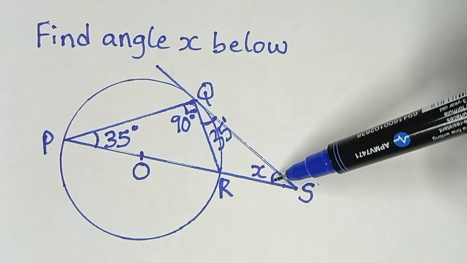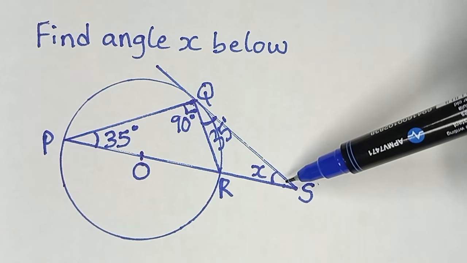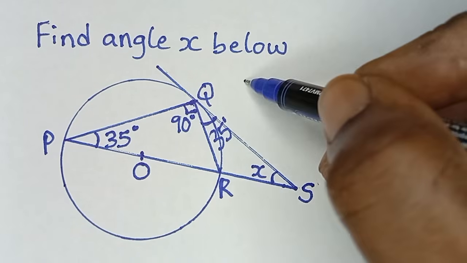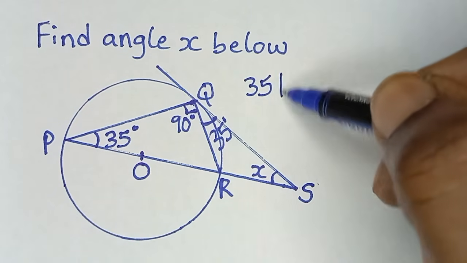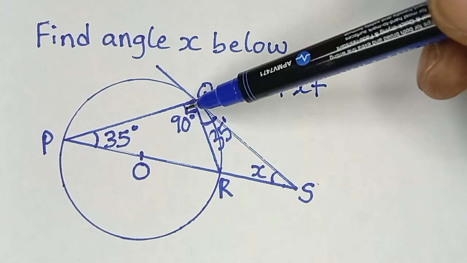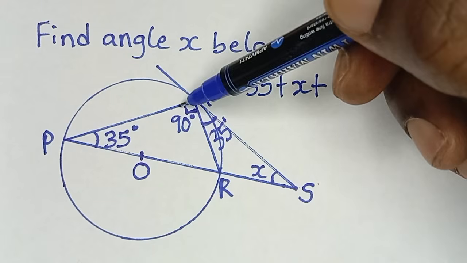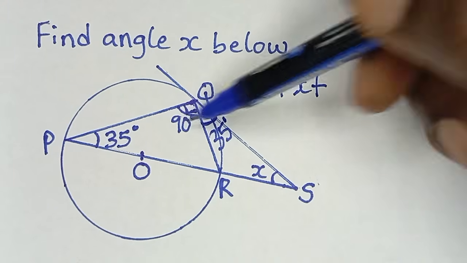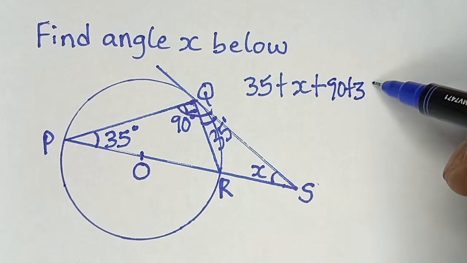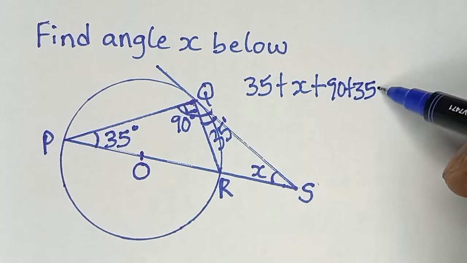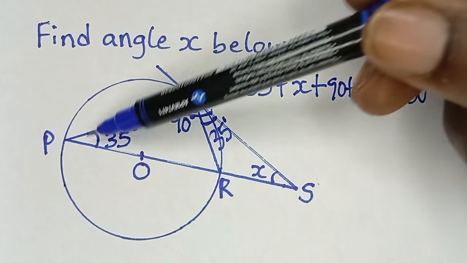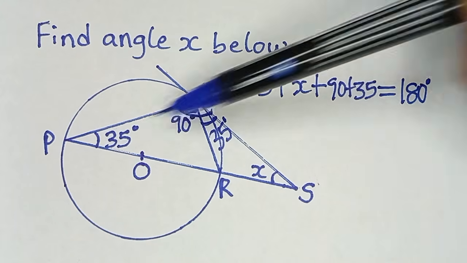Then with that now, we can finally find angle X. And so now let's add the three angles of this triangle. I have 35 degrees plus angle X plus this full angle here. This full angle here is going to be 90 plus 35. So the full angle is 90 plus 35. And everything should add up to 180 degrees, because the sum of angles in a triangle is 180.